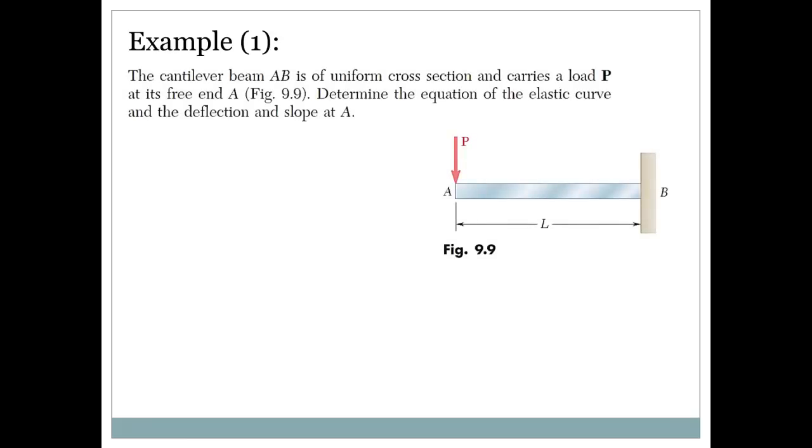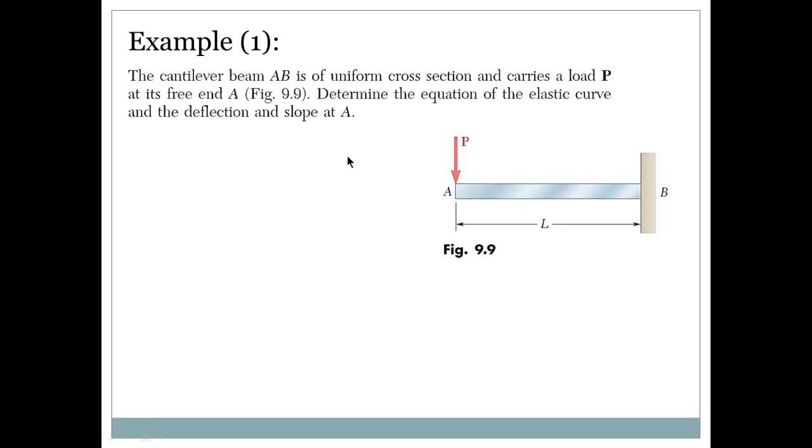The cantilever beam AB is of a uniform cross-section and carries a load P at its free end. The free end is A, right here. Determine the equation of the elastic curve and the deflection and slope at A. So, two things we need to determine. One is the equation of the elastic curve. Then, from that, we need to calculate the deflection and the slope at point A.